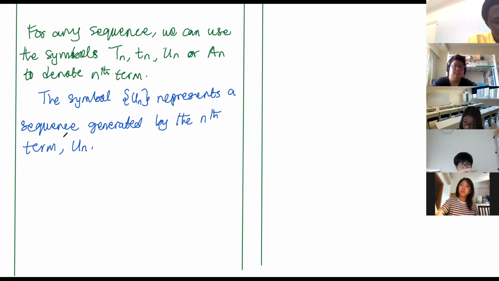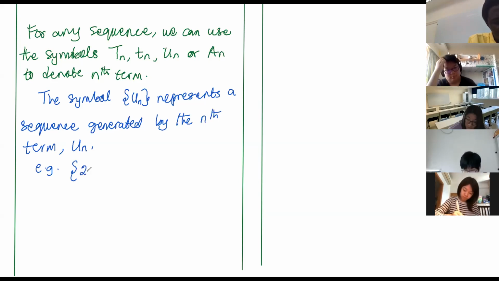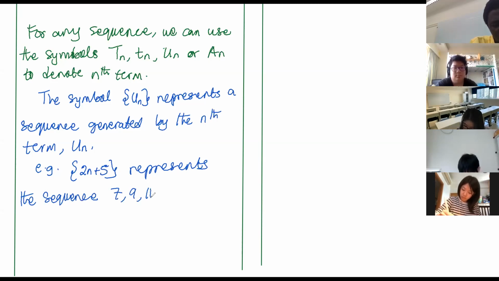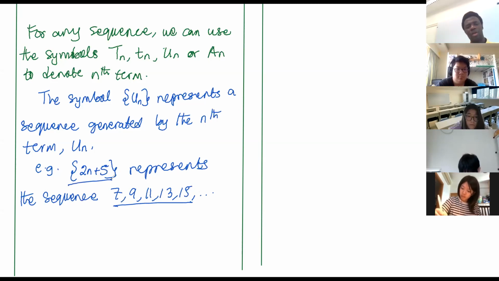So e.g., if I have 2n plus maybe 5, okay, this represents the sequence. When n is 1, we have 7. When n is 2, we have 9. When n is 3, you have 11, 13, 15, and so on. So instead of writing all this, we could just write the nth term and put it in a curly bracket. So I want you to be aware of that.